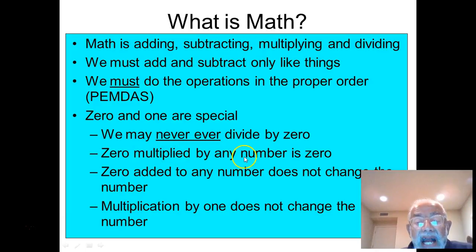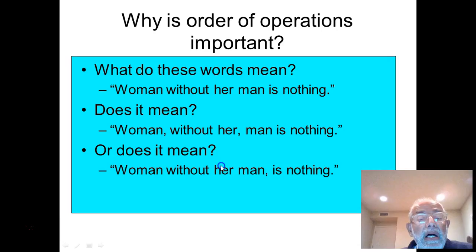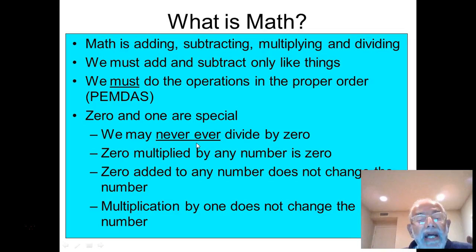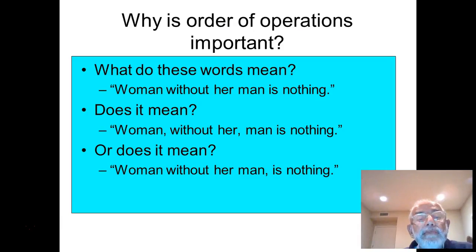And 0 multiplied by any number gives me a 0. And 0 added to any number does not change the number. And multiplication by 1 does not change it. So these last two properties are what they call the 0 is the additive identity, and 1 is the multiplication identity. It doesn't change the number.